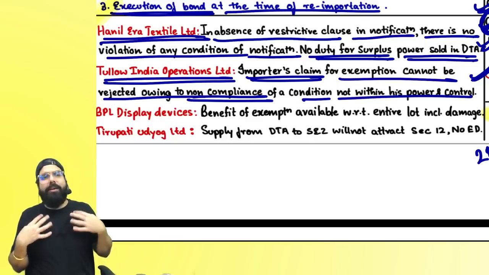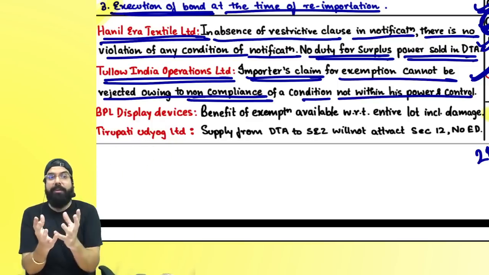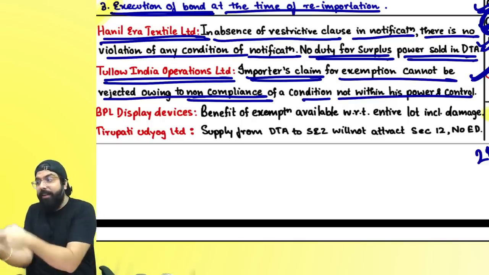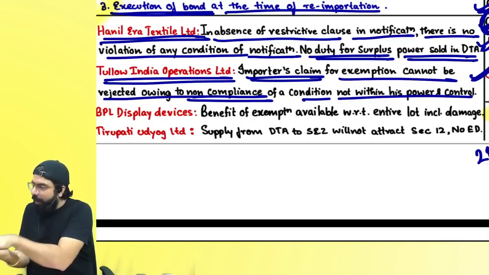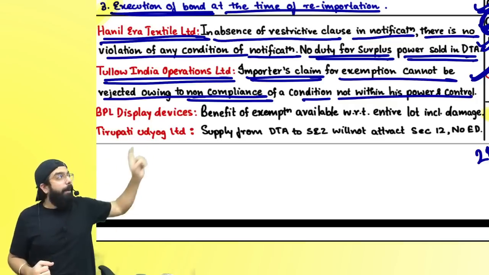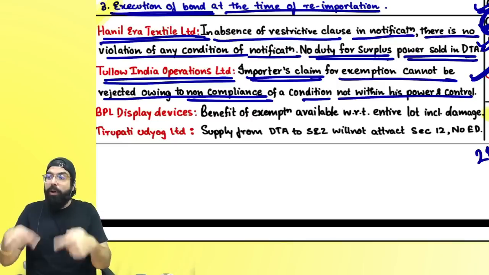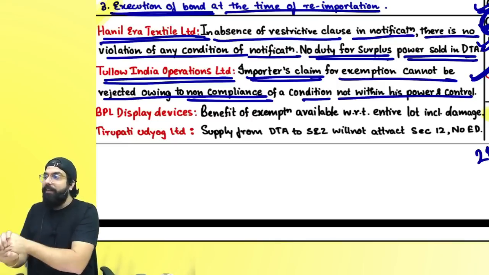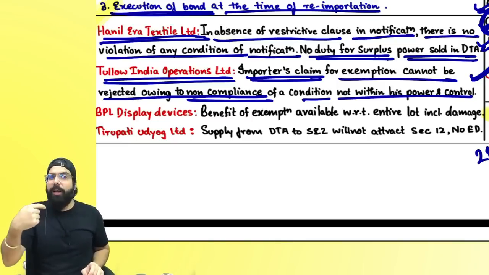The assessee told the public functionary to give him a certificate, and the public functionary did not give it, and because of that his exemption was being denied. So Tullow India imported something. On that, exemption is there, but you have to get a certificate from the public functionary. The public functionary did not give the certificate on time, and hence Tullow India's exemption was being rejected.